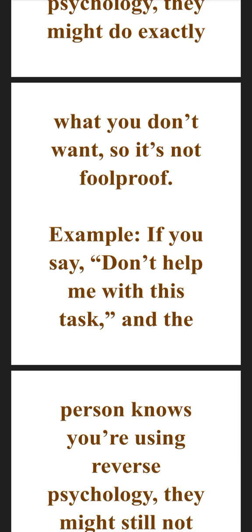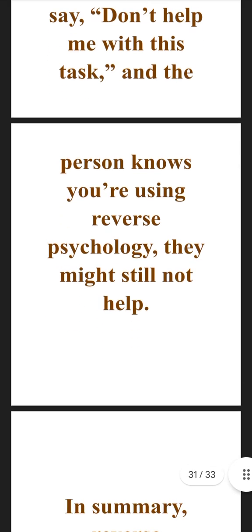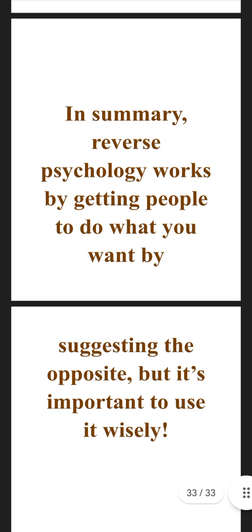For example, if you say don't help me with this task and the person knows you are using reverse psychology, they might still not help. But you are saying this with the mindset that they will help you after saying don't help me. So that's the trick. In summary, reverse psychology works by getting people to do what you want by suggesting the opposite. But it's important to use it wisely.